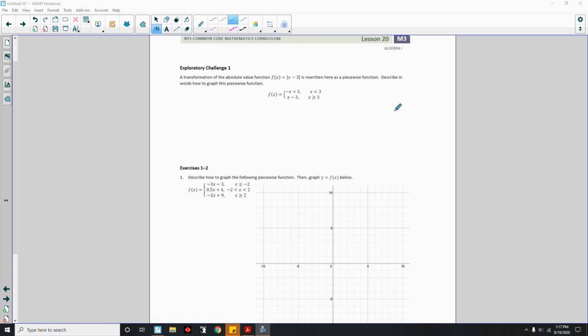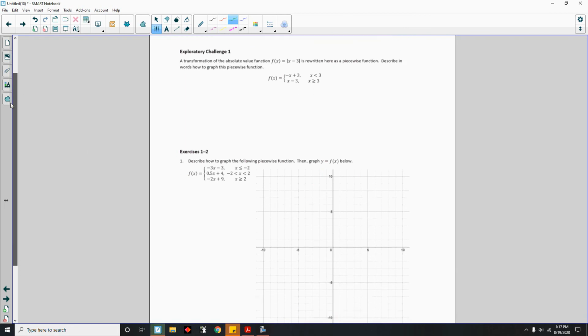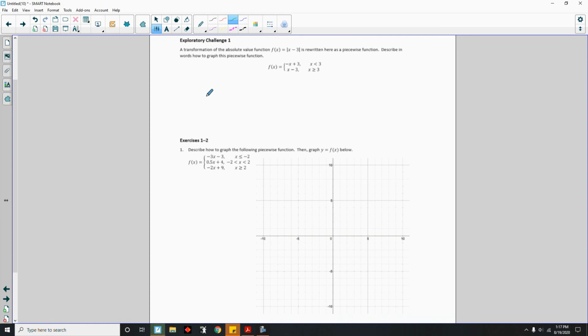Okay, page 2 brings us to an exploratory challenge number 1. And it says a transformation of the absolute value function f of x equals the absolute value of x minus 3 is rewritten here as a piecewise function. Describe in words how to graph this piecewise function. So it says f of x equals negative x plus 3 when x is less than 3, or x minus 3 when x is greater than or equal to 3.